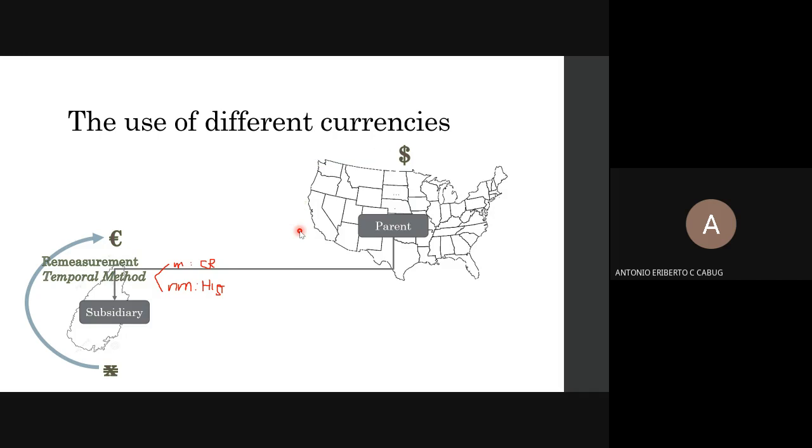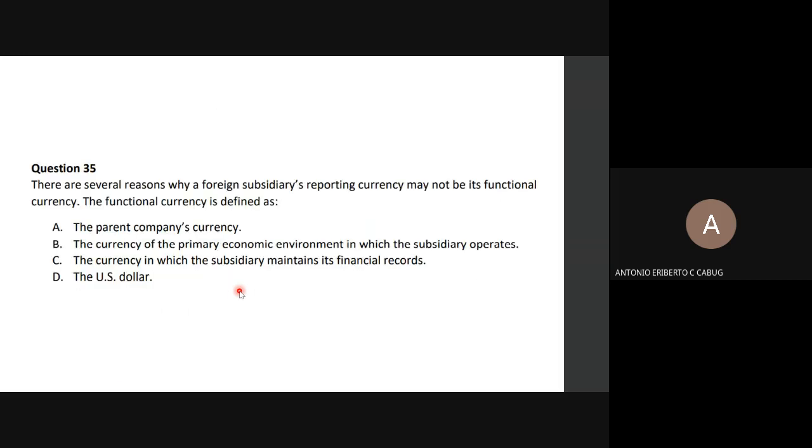Okay? Again, from currency of record to the functional currency, we call this remeasurement. Temporal method ang gagamitin. From the functional currency of the subsidiary to the presentation currency of the parent, translation, current rate method. Current rate method, everything is current rate from the word itself. Temporal method, monetary assets and liabilities, current rate. Non-monetary, historical rate ang gagamitin.